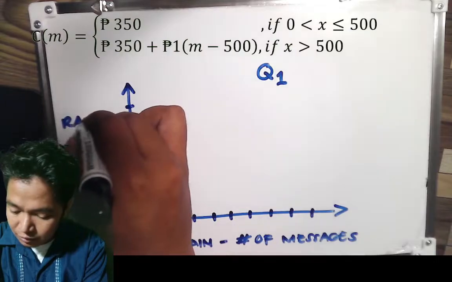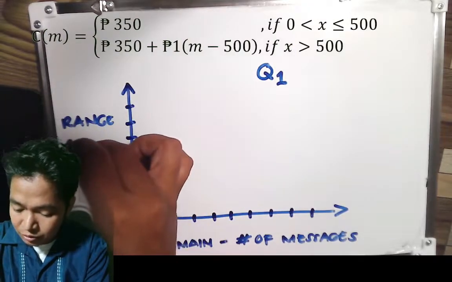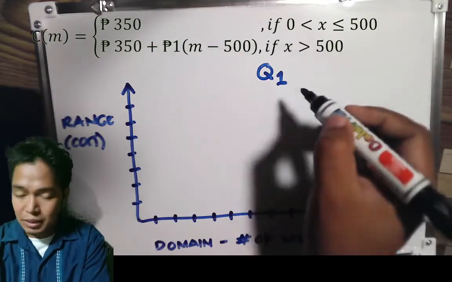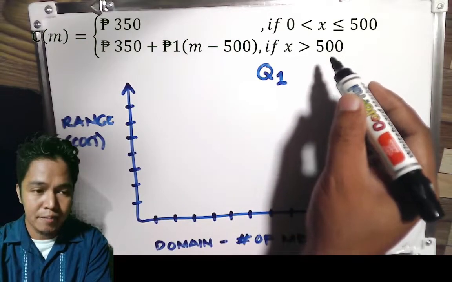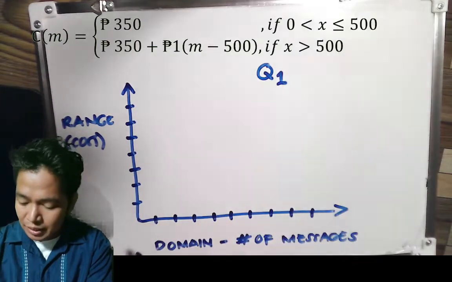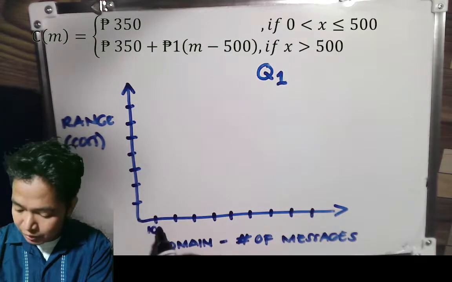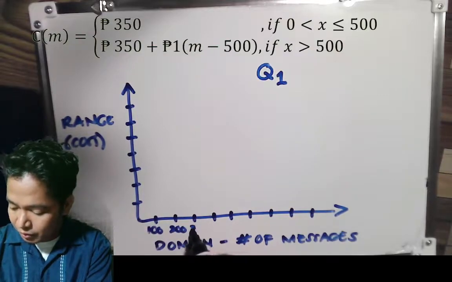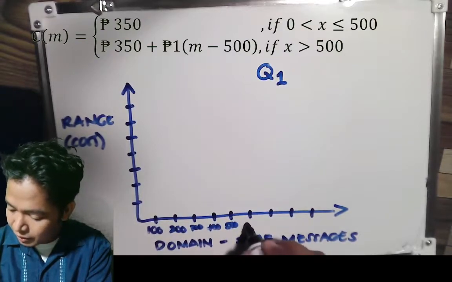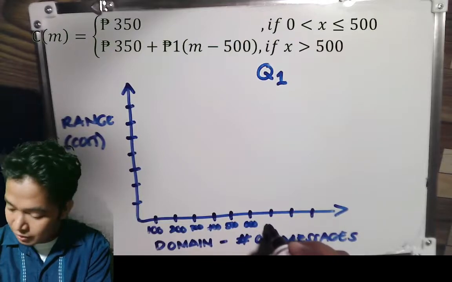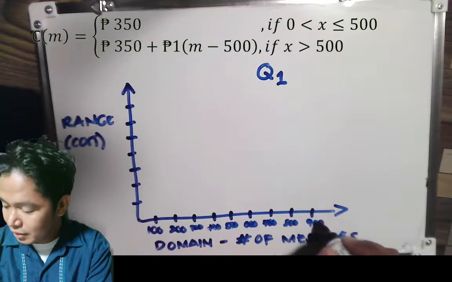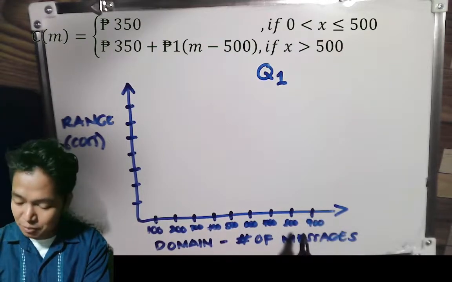Range, the cost. Okay. So, since ang ating mga values ay 500, mag-start tayo ng 100 sa ating interval dito. So, 100, 200, 300, 500, 600, 700, 800, at saka 900. Medyo maliit na yung sulat.